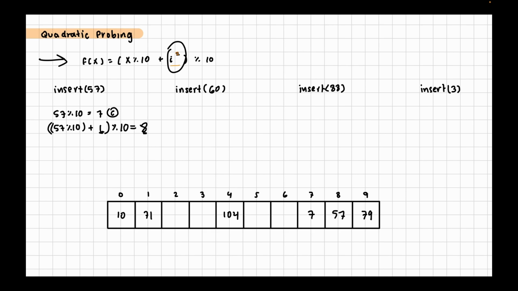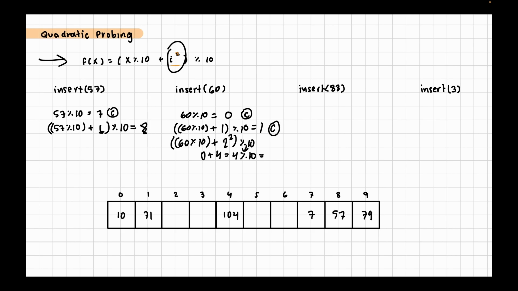Then we want to insert 60. So 60 mod 10, that's 0. We see that there's a collision. So we're going to do 60 mod 10 plus 1 squared, which is just 1, mod 10. That's going to be 1. We see that that's a collision. So then we do 60 mod 10 plus 2 squared, which is 4, mod 10. So this is 4 plus 0, that's 4, mod 10, that's 4. At 4, we see that's another collision.